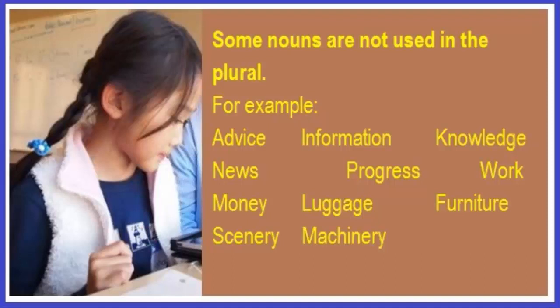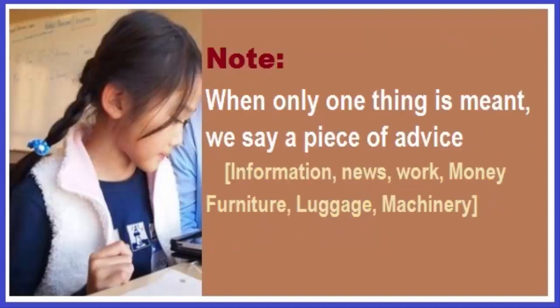Some nouns are not used in the plural, for example, advice, information, knowledge, news, progress, work, money, luggage, furniture, scenery, machinery. Keep in your mind that when only one thing is meant, we say a piece of advice, information, news, work, money, furniture, luggage, machinery.